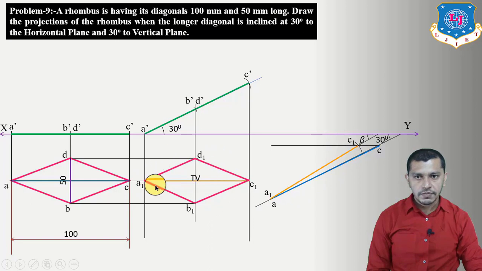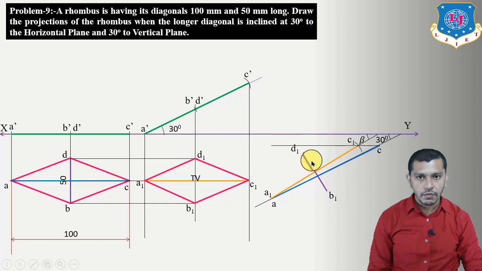Now copy this figure, the plan of the diagonal A1 C1, over here. For that, find the midpoint of the diagonal A1 C1 and draw a line perpendicular to line A1 C1 from this point. So we will get B1 D1. Connect these points. We will get the top view of the rhombus, in which the plan of the diagonal makes an angle of beta to the XY reference line that we have found.